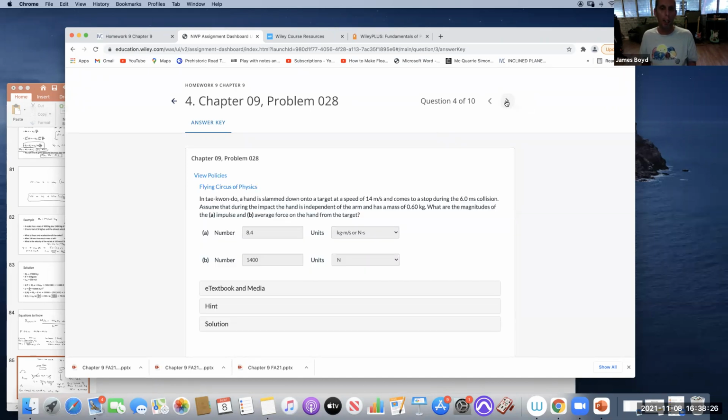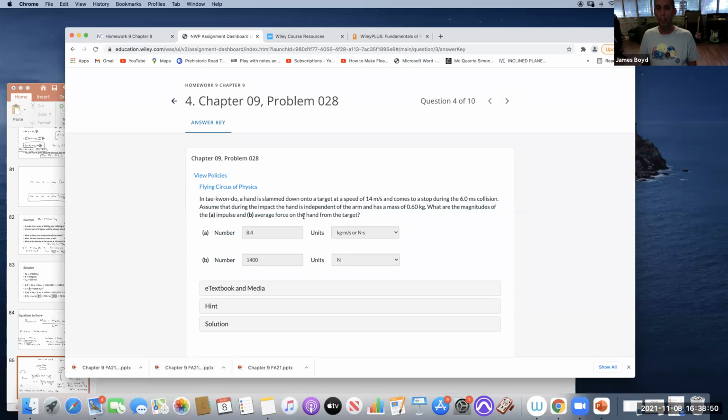Okay, and Taekwondo, which is a type of fighting martial arts, a hand is slammed down on a target at a speed of 14 meters per second and stopped in 6 milliseconds, 6 times 10 to the minus 3. Assume during the impact, the hand is independent of the arm and has a mass of 0.6. What are the magnitudes of the impulse and the average force?